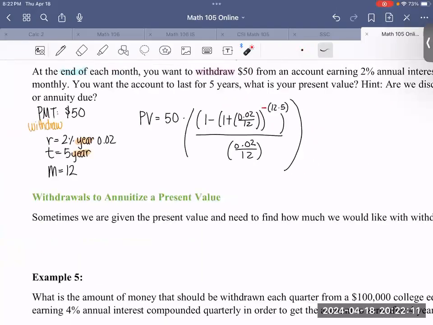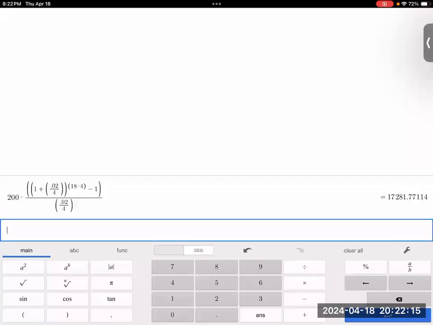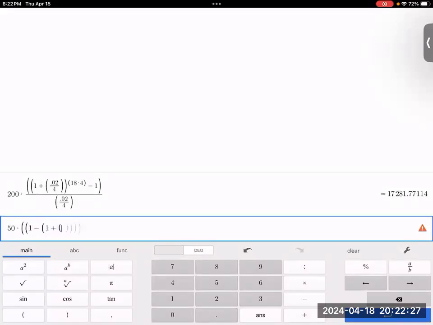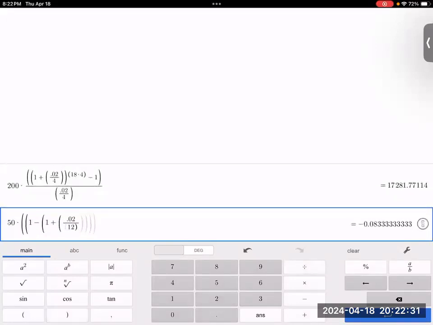So let's punch this in. I'll try Desmos this time. So we said 50 times 1 minus 1 plus 0.02 divided by 12.